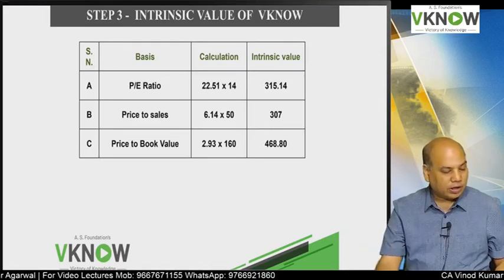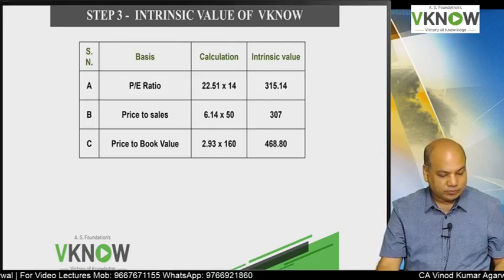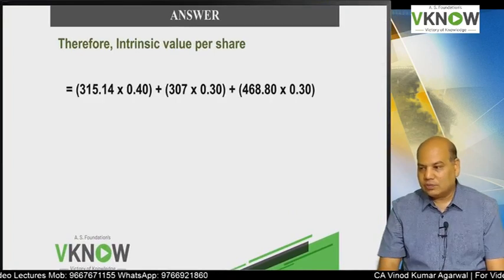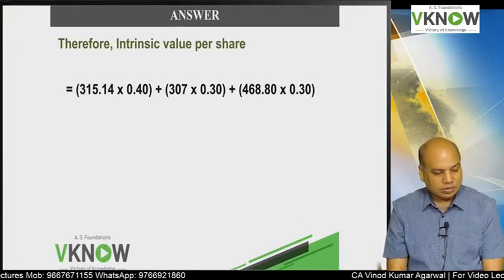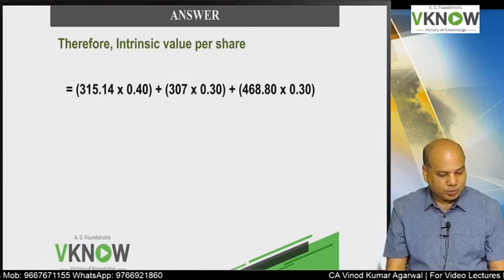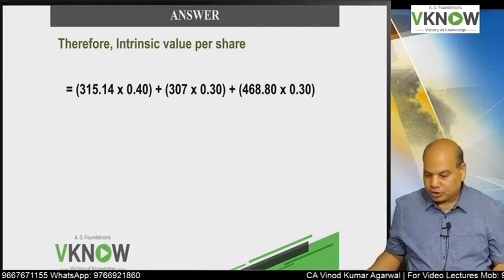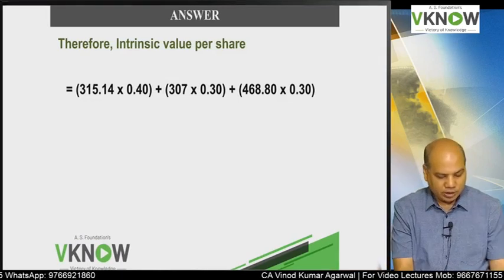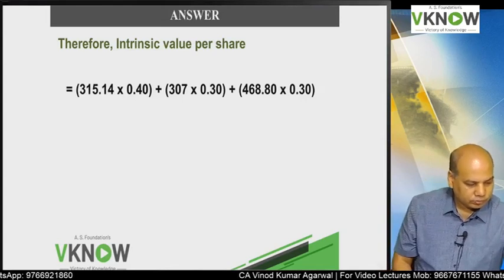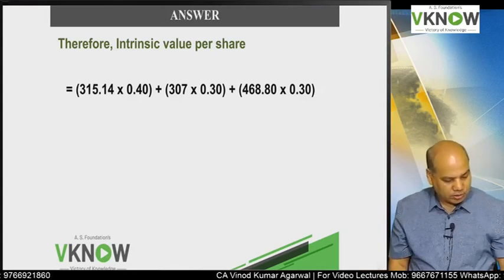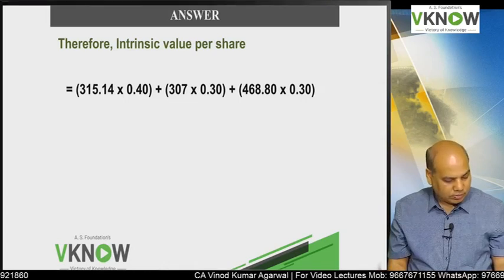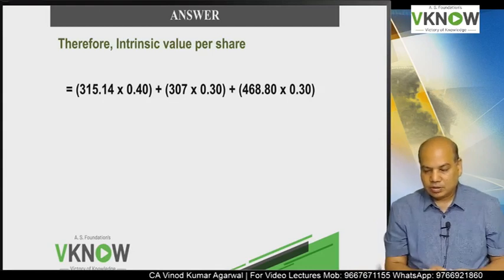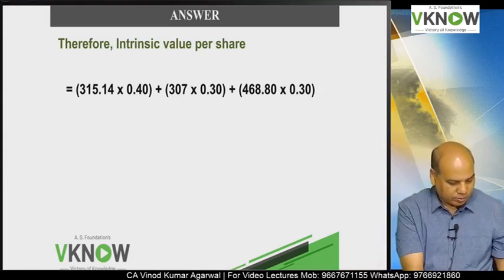These three intrinsic values will be applied certain weightage. So please write down. Therefore, intrinsic value per share equals how much weightage will be assigned to P/E ratio? 40%, so you will take 0.4. How much weightage will be assigned to the second one? 30%, so take 0.3. And how much will be the weightage for the third ratio? 0.3 again.